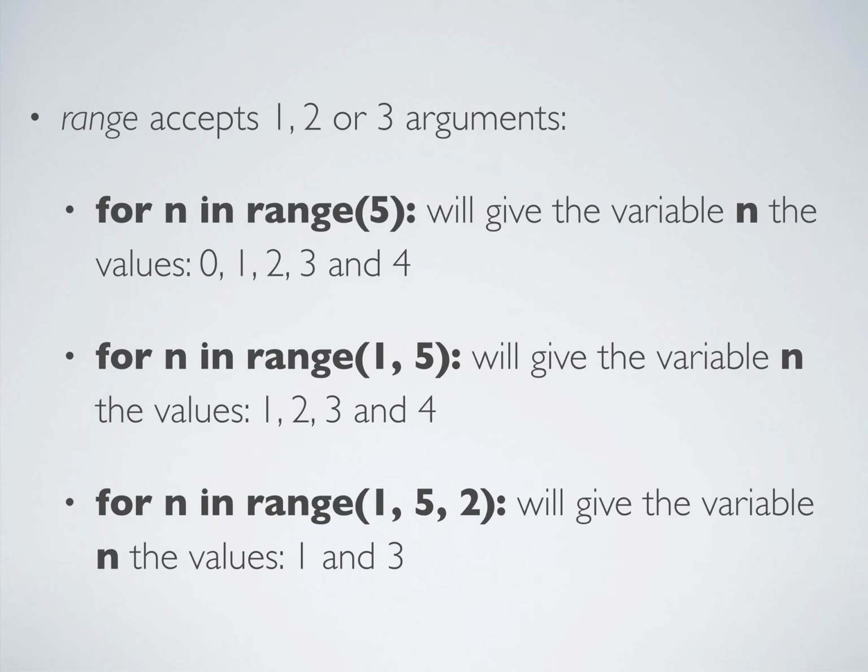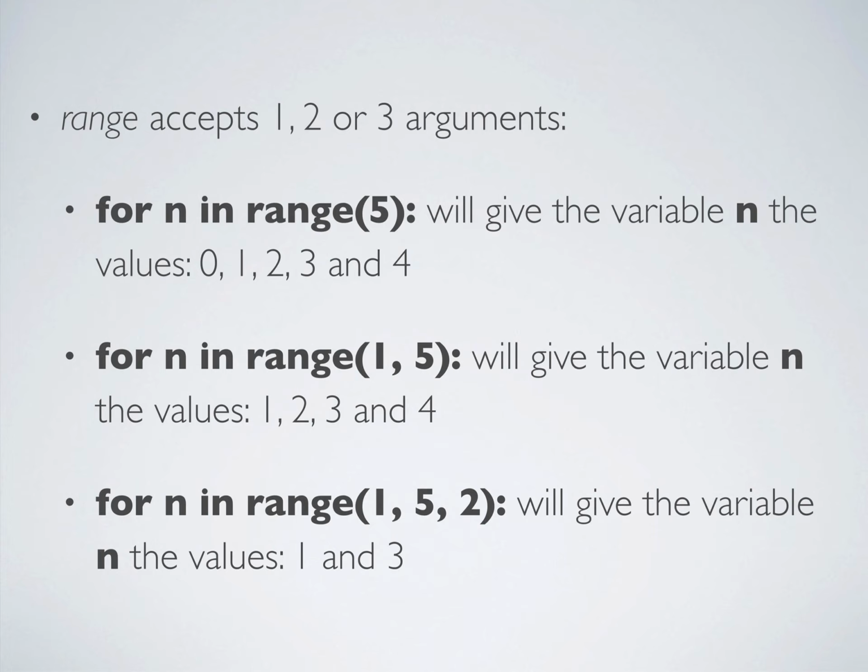for n in range 5, that will give you the sequence 0, not 1. It starts at 0. Remember how I talked about computers start counting at 0? This is what's going to start happening in this class. So range by default will start at 0, and then it'll do 1, 2, 3, and 4. So it's a little bit weird. Even though I said for n in range 5, the variable n will get the values 0, 1, 2, 3, 4, and then it stops at 4. It does not get the value 5, which I know is a little bit strange.